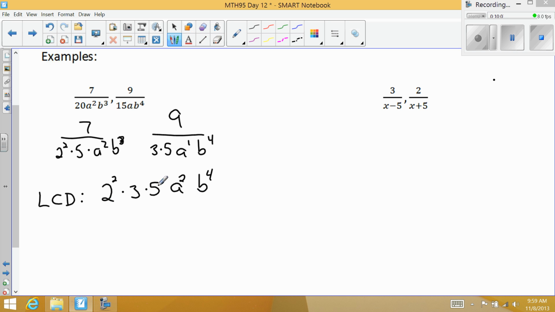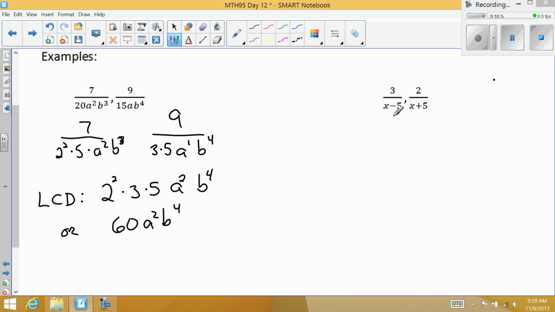Sometimes it's convenient to go ahead and multiply the coefficients together. Sometimes it's easier just to go ahead and leave them in the factored form. So either way is fine. Let's see, multiplying these together, looks like it'd probably be 60 a squared b to the fourth. Or again, you can leave it in the factored form. This next one's kind of tricky.